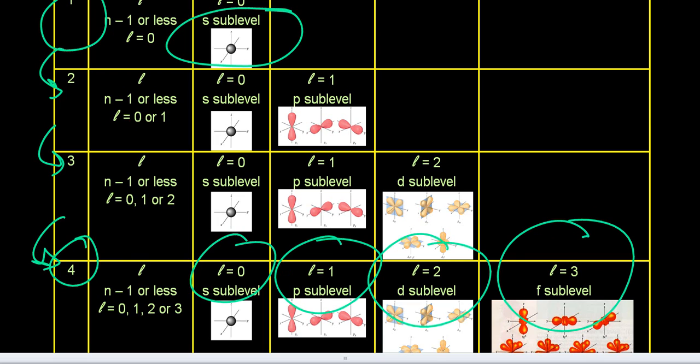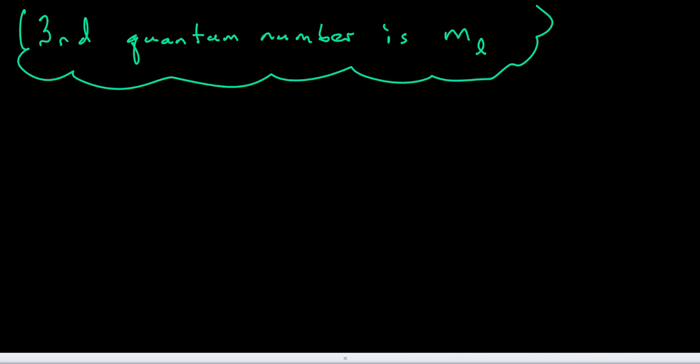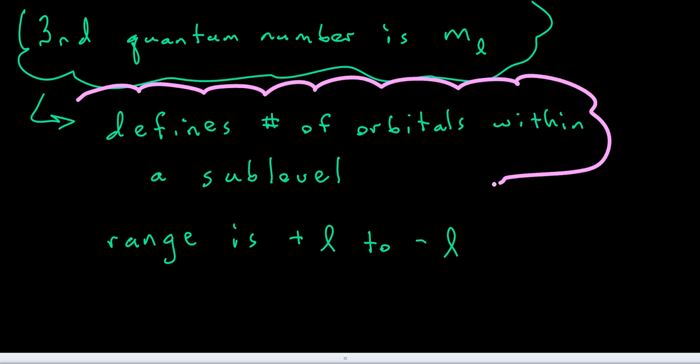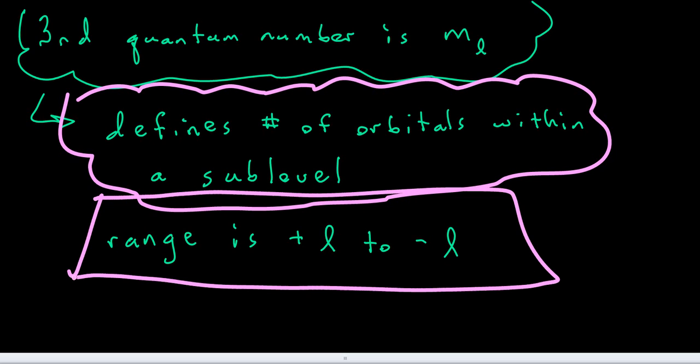Next up, we move to the third quantum number, which is known as m sub L. The information provided by the third quantum number, m sub L, is that m sub L defines for us the number of orbitals that are within a given sublevel. The possible range of values for m sub L extends from positive L to negative L for a given sublevel.